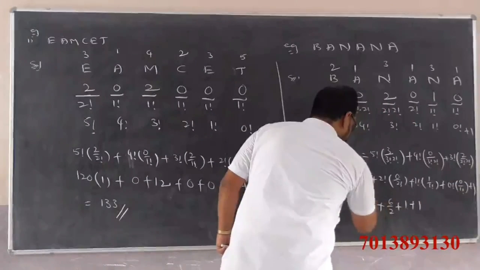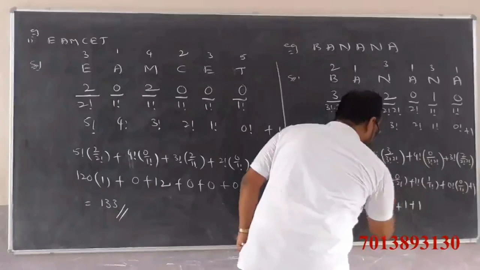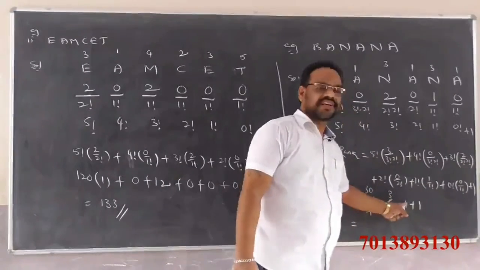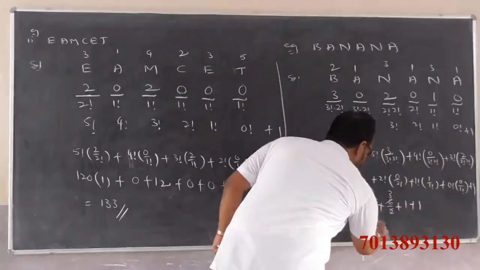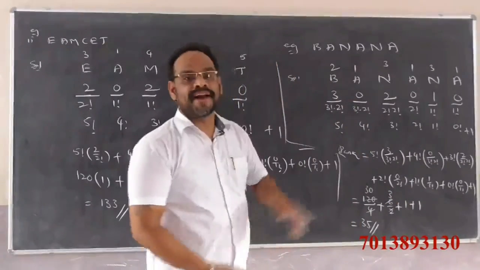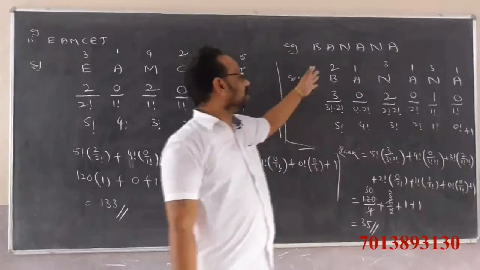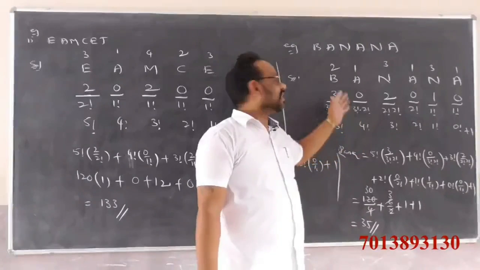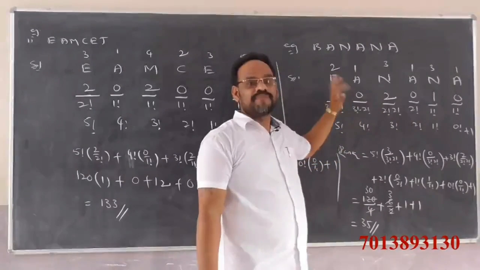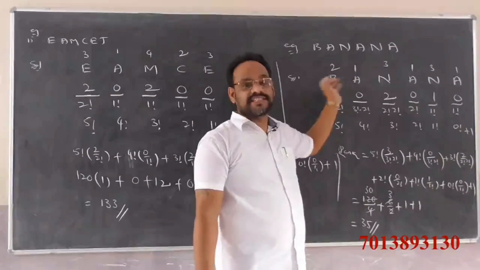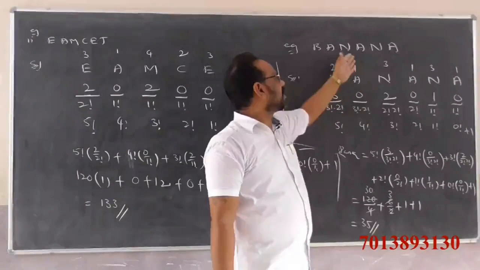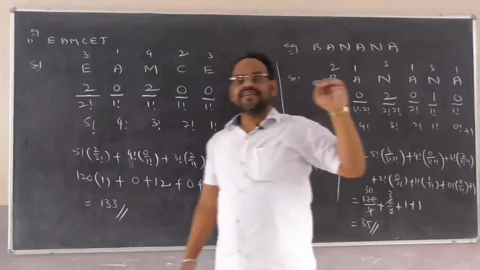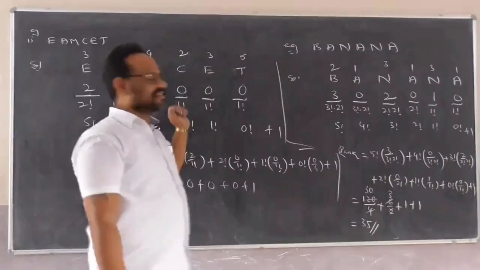So 4 ones are 4, 30 plus... 2 ones, 2 threes. That is, the rank is 30 plus 3, 33, 33 plus 1, 34, 34 plus 1, 35. So what is the rank of the word banana in the dictionary order? Clearly 35. So this is how we find the rank when there are repeated, that is similar, things. If P things are alike, that means A is repeated 3 times, N is repeated 2 times, rank is calculated like this. This is the shortcut.